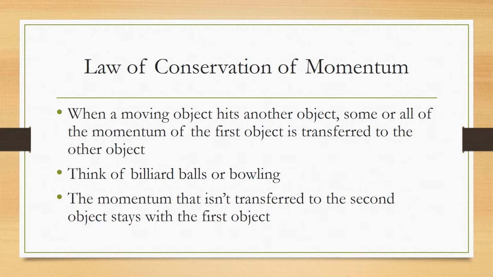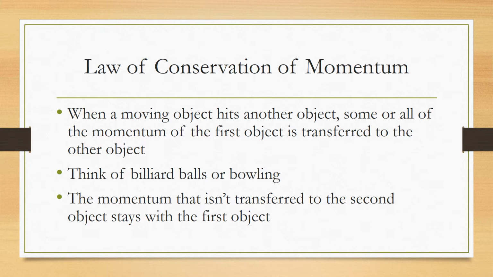We have a law that applies to momentum that says when a moving object hits another object, some or all of the momentum of the first object is transferred to the other. The two best examples of this are playing pool, like billiards, or bowling. If you've ever played pool, you hit the cue ball, and then that cue ball hits another ball. So if you hit that cue ball, you're transferring the momentum of your pool stick to that ball. That's what causes it to move.